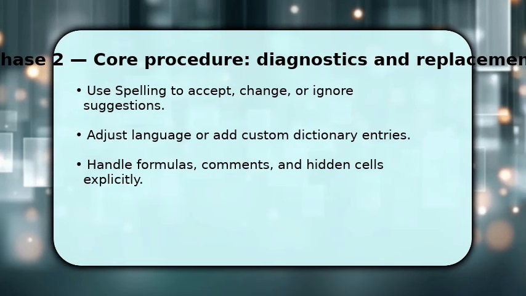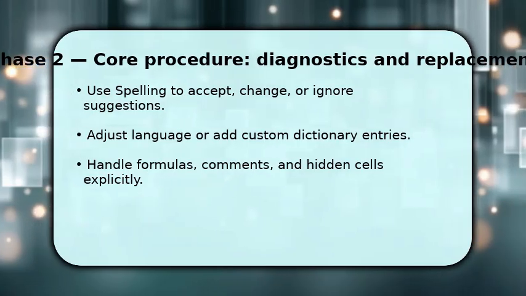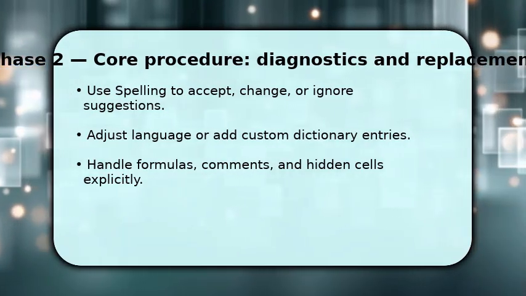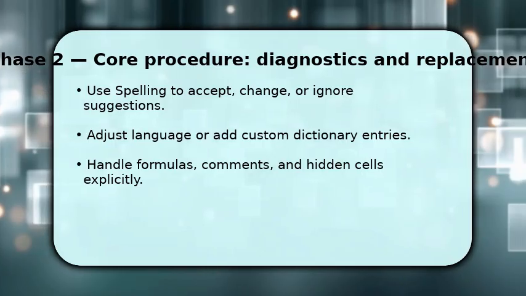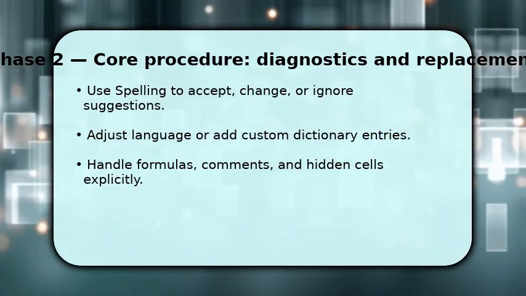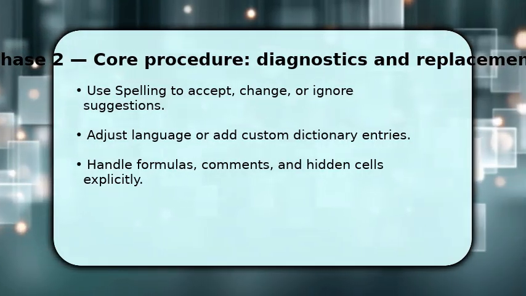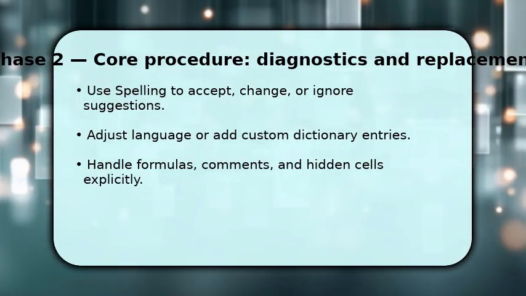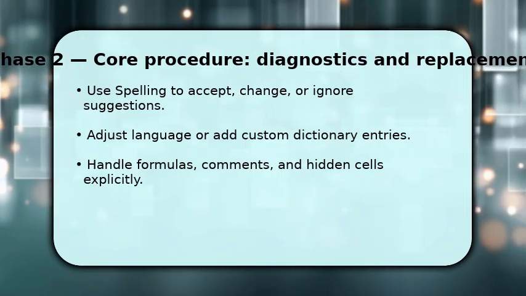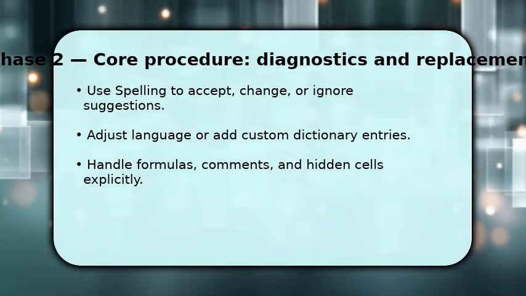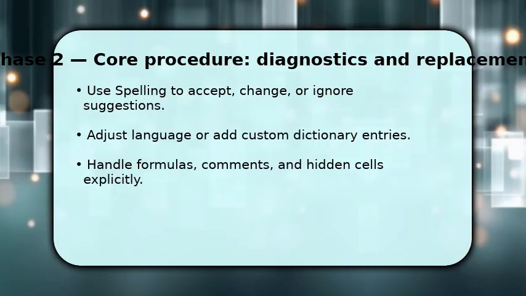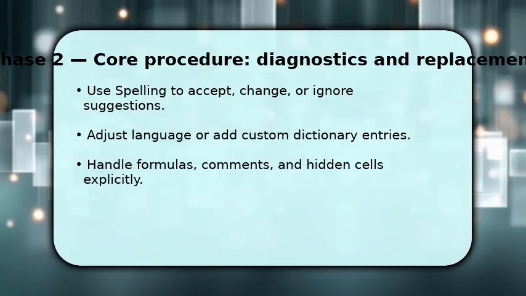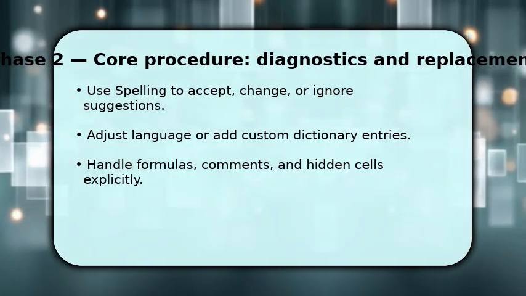Now run the spelling tool and act on each prompt. Accept a suggestion to replace text, change all for repeated mistakes, or ignore once when context matters. If terms are industry-specific, add them to a custom dictionary so future checks skip them. This saves time. Also check language settings for multilingual data and manually inspect formulas, comments, and hidden cells because Excel's checker may not catch syntactic issues there.